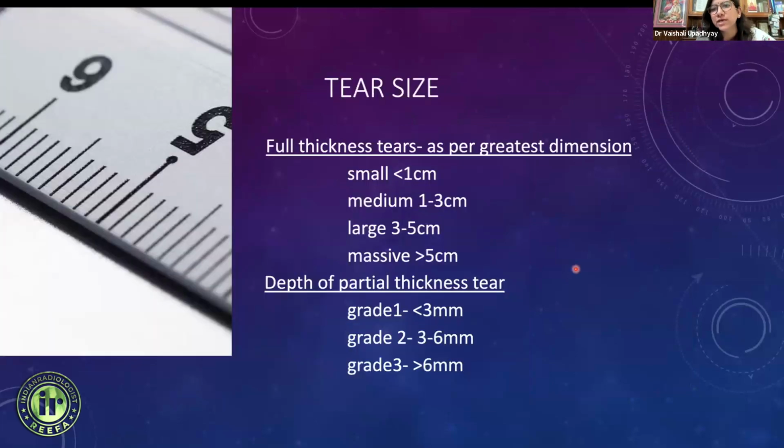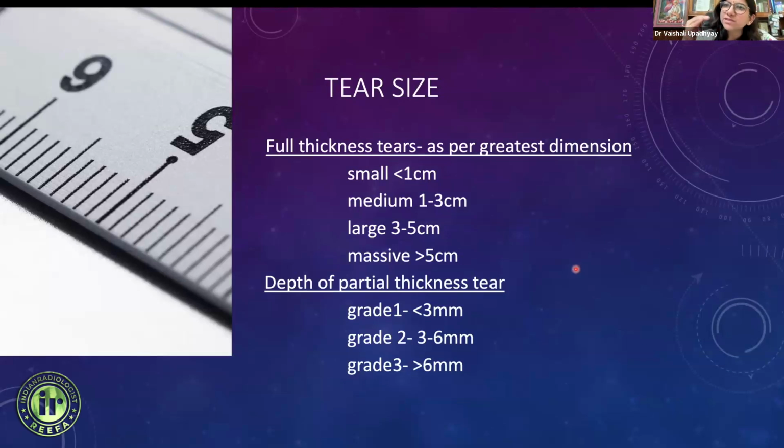Now, how to measure and what to write, when to write small and when to write large or massive. For full thickness tears, we use the grading of less than 1, 1 to 3, and 3 to 5 centimeters, and a massive tear is anything larger than 5 centimeters. When it comes to partial thickness tears, we use depth: less than 3, 3 to 6, and more than 6 millimeters, because average tendon thickness is about 12 millimeters, or ranges between 10 to 12 mm.